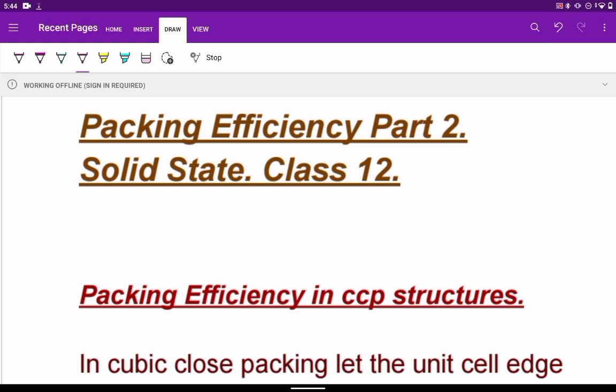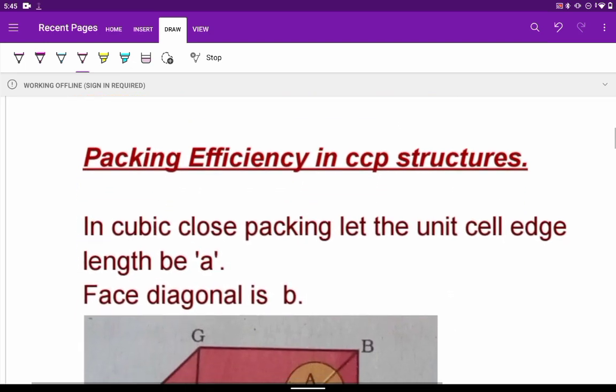Now see students, we have already started the topic, and just to revise, I'll revise once. We can define packing efficiency as the percentage ratio of space obtained by the constituent particles which are packed within the lattice. We find that the cubic close pack or CCP and the hexagonal close pack or HCP are the two efficient lattices when we consider the packing. The packing efficiency for both of these is 74%. Okay, so now let us see the packing efficiency in CCP structures.